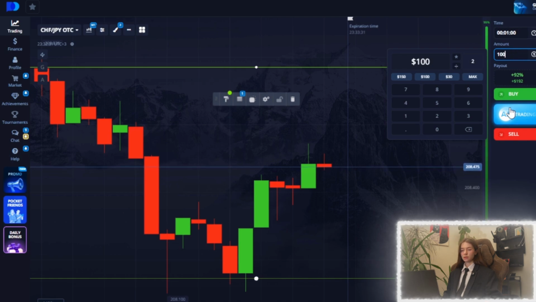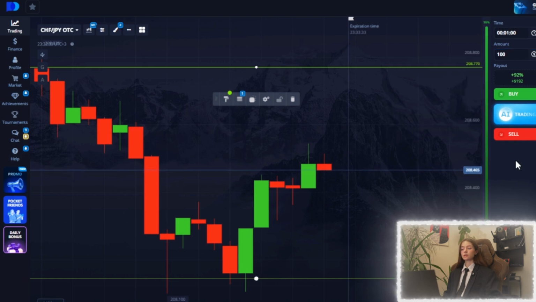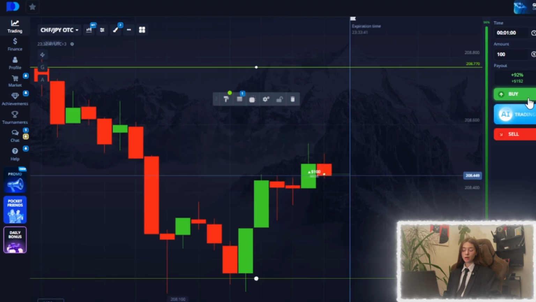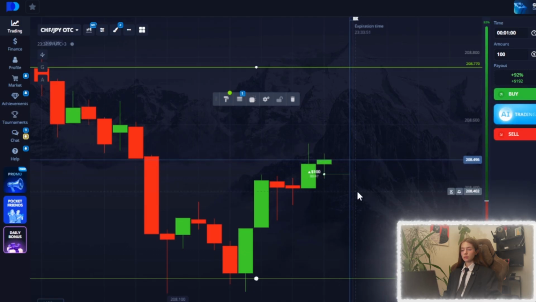The expiration is set to 1 minute, the amount is set to 100. You should set it to 3% of your deposit. I open the trade and wait to see how the chart behaves. No sharp movements. We wait 1 minute. The candle is fluctuating slightly here.